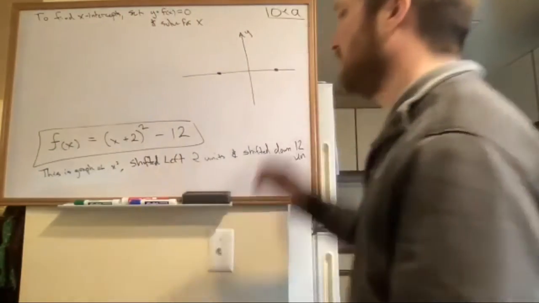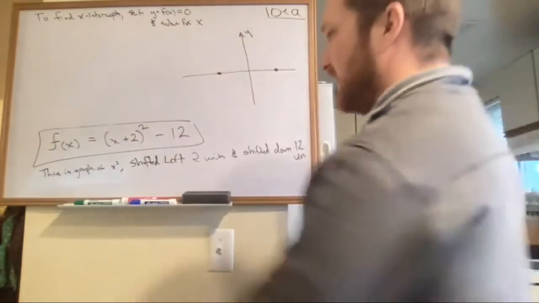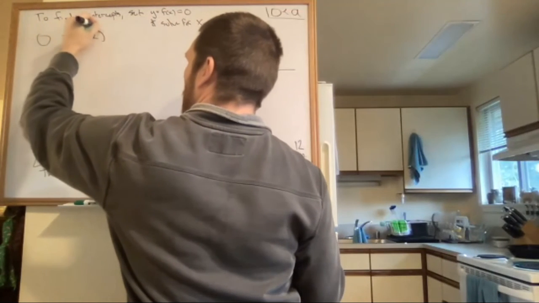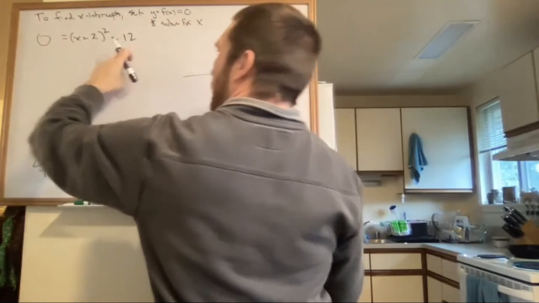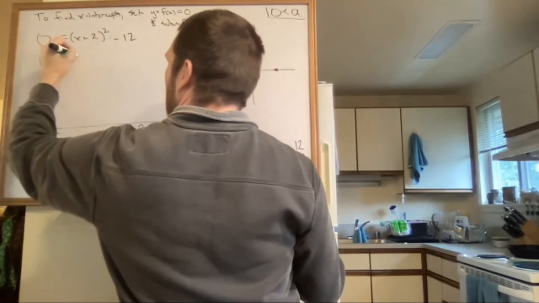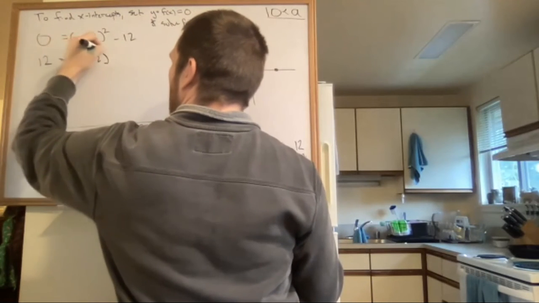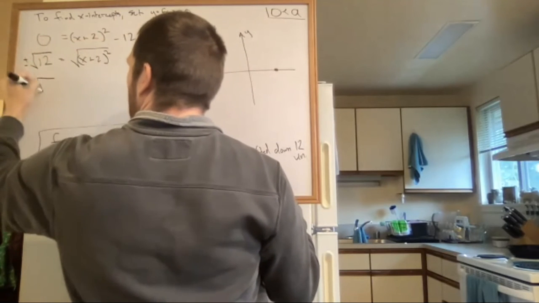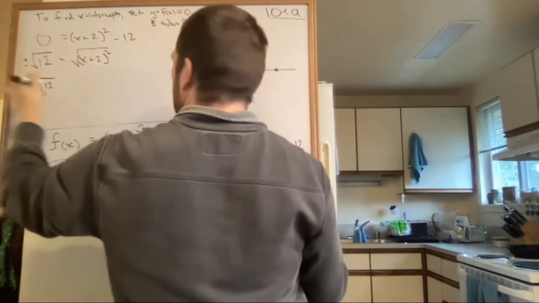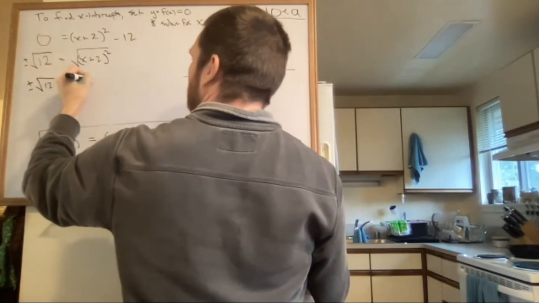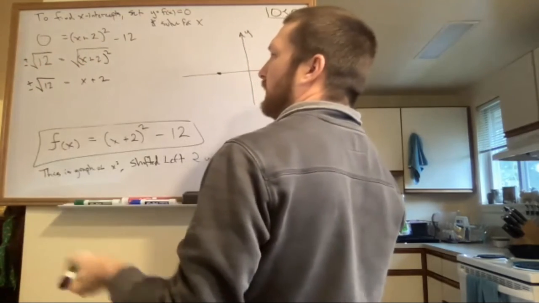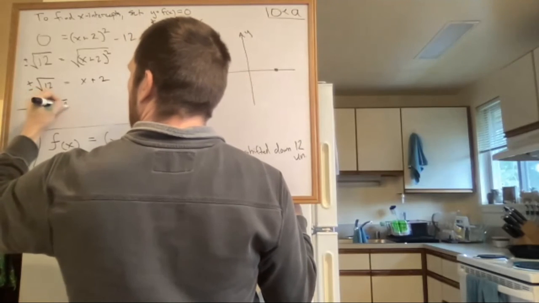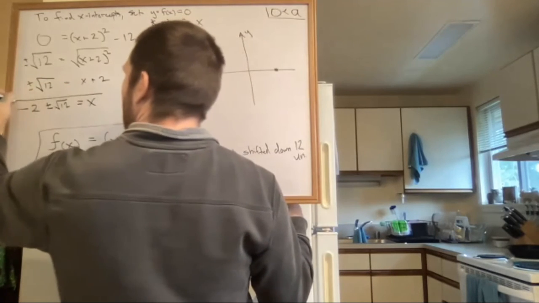So in this case, we would say this thing equal to 0 equals x plus 2 squared minus 12. I'll bring the 12 over to this side, equals x plus 2 quantity squared. We take a square root of both sides. I get a plus and minus, plus minus root 12, which you can reduce if you want. I don't care. Subtract the 2 and I get minus 2 plus or minus root 12 equals x.